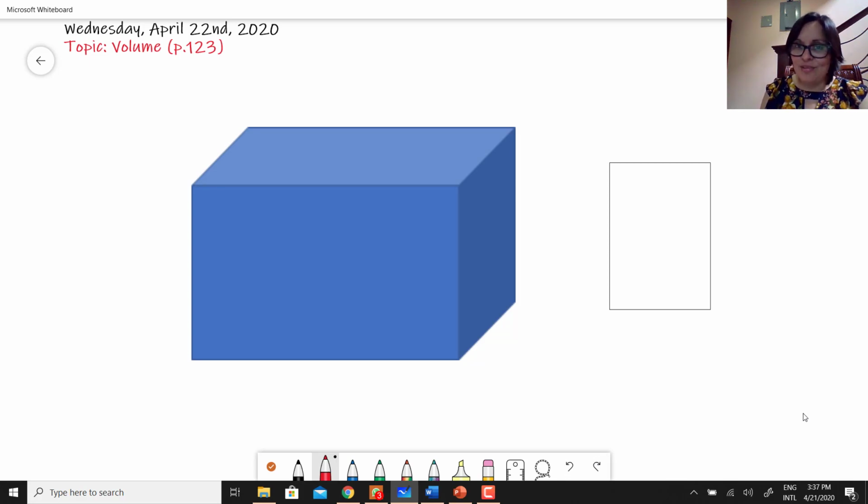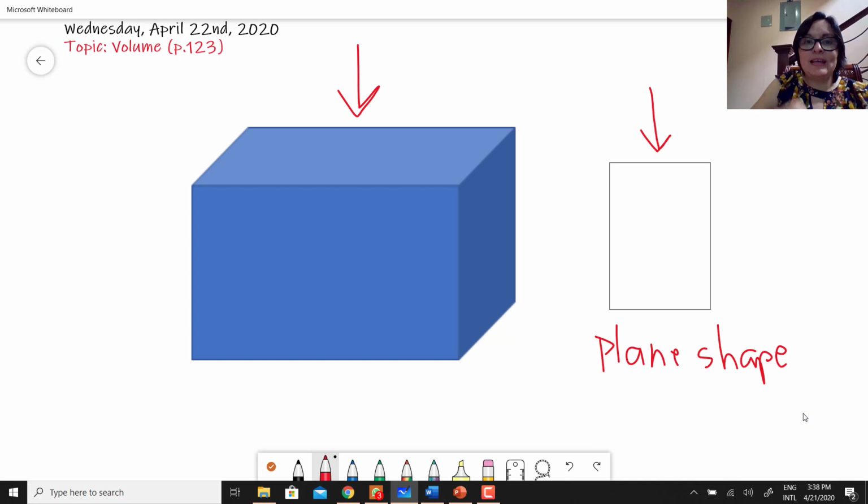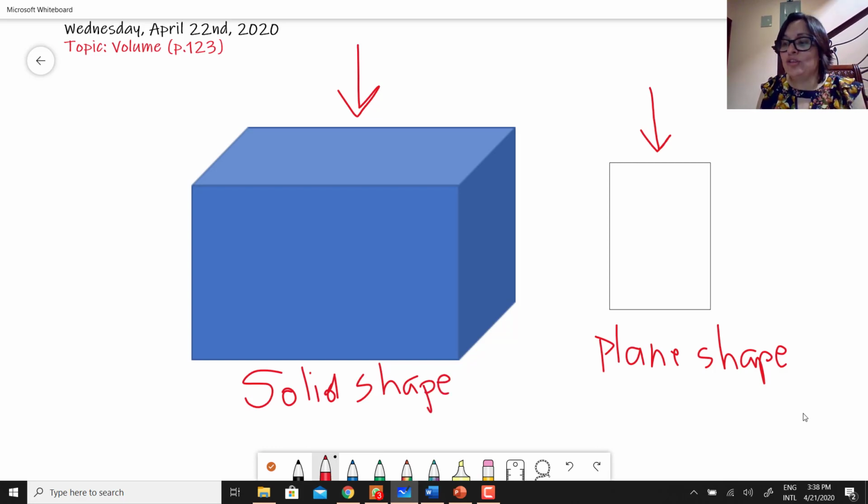Any difference? Yes, right? This one is a plane shape. And this other, the blue one, is a solid shape. So when we talk about a solid shape, we talk about a shape that has volume. But what is volume? So I will show you a video for you to understand better what volume is and how to calculate the volume. So let's see the video.